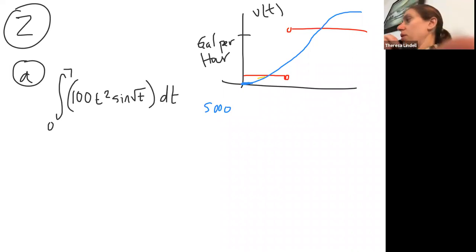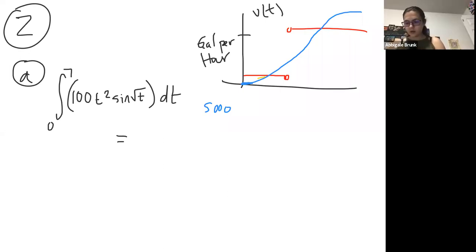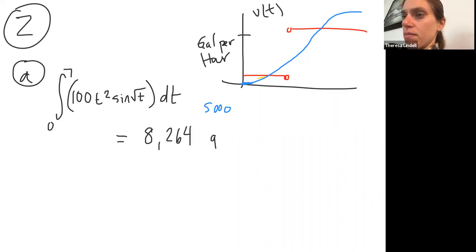So that's all they want you to do for part A, actually. And then it just does say round it to the nearest gallon. So instead of doing point something. Okay. $8,263. Oh wait, 264. Yep, got it. Perfect.